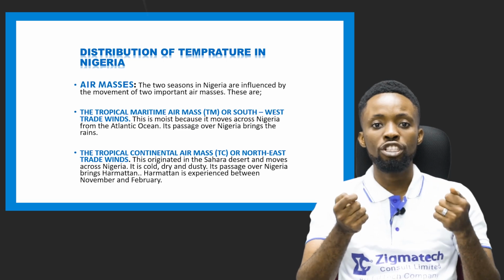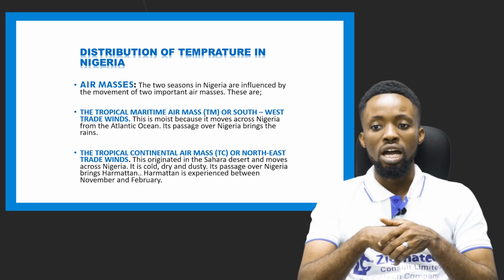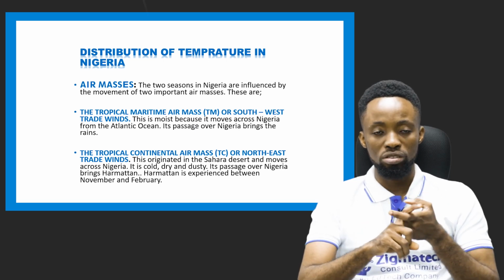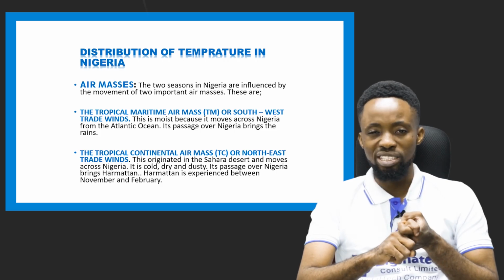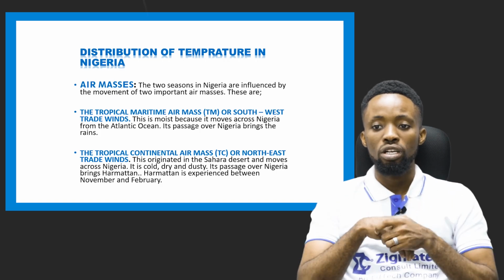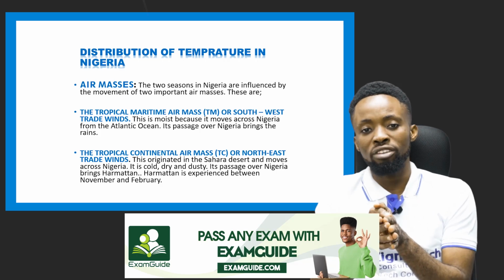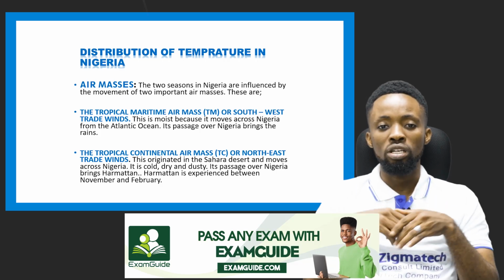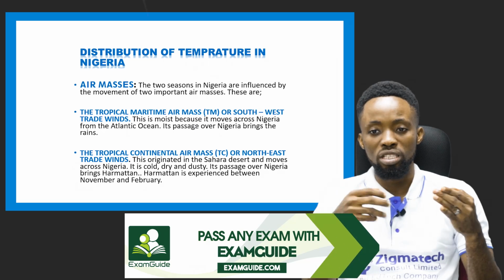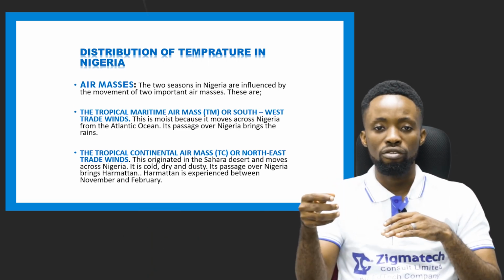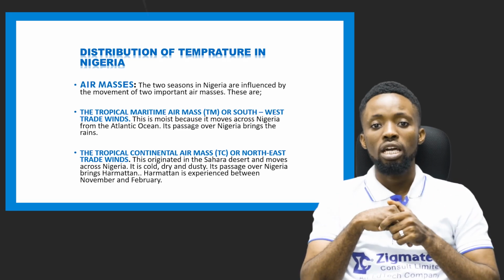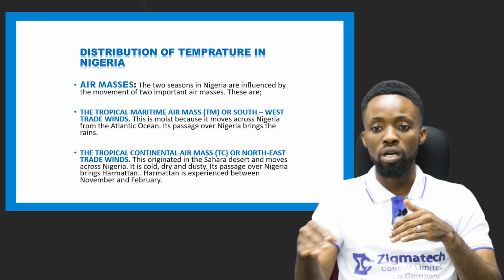Then the second air mass is the tropical continental air mass, or the northeast trade wind. Now, this wind originates from the Sahara region of Africa, and the wind accompanies cold, lower humidity, and it brings dust into Nigeria. So whenever we have this wind dominant in Nigeria, we then get into what? The Harmattan season. And it's usually dominant in the month of November to February, while the tropical maritime is usually dominant in the month of July and also in the month of September.